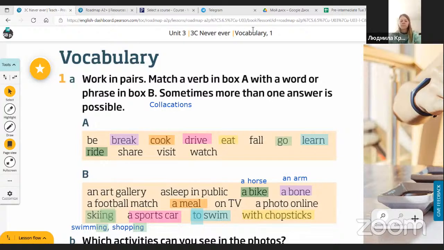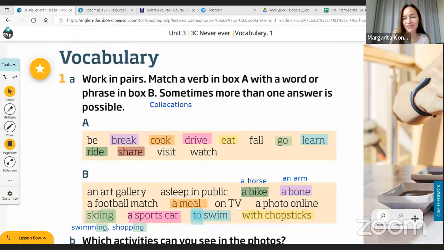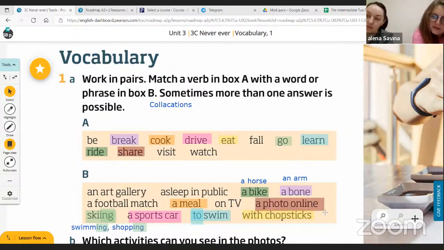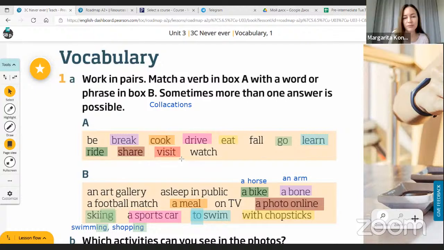Okay, good job. Let's look at the next one, and it is share. What can we share? Photo online. A photo online, it's easy, yeah? Поделиться фотографией. Okay. Visit. Visit, yes. What about visit? An art gallery. An art gallery, exactly. You can also visit a museum. You can visit your friends.